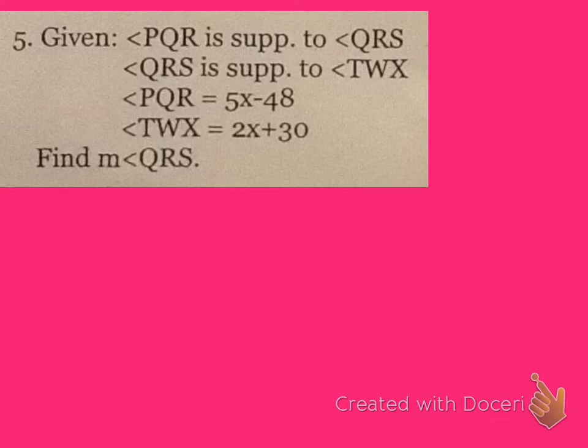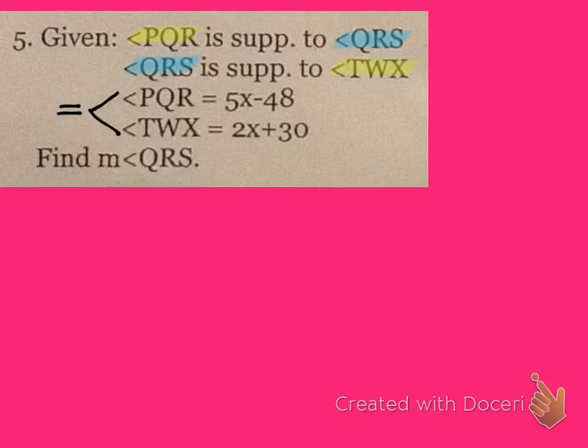Okay? So what I want you to notice from the first 2 givens, they both have angle QRS. Now, angle QRS is supplementary to angle PQR, and it's also supplementary to angle TWX. So you have to really think about what that means. If 2 different angles are supplementary to the same angle, which means they're both going to add with angle QRS to equal 180, that means that angle PQR and angle TWX must be the same size. These 2 angles right here must be equal because they're both adding with angle QRS to get 180. That was the big thing that you needed to figure out here.